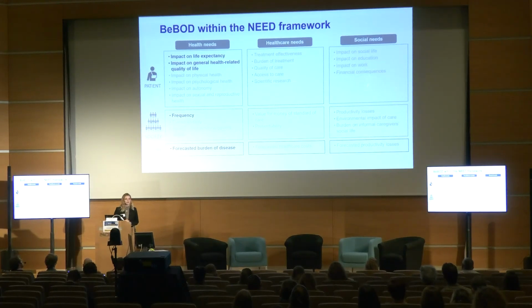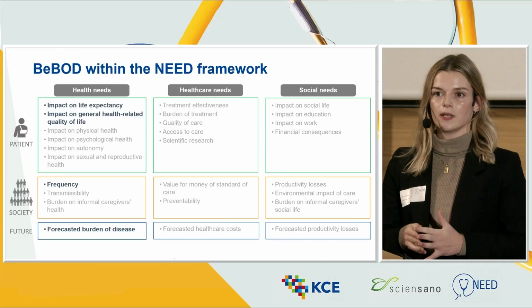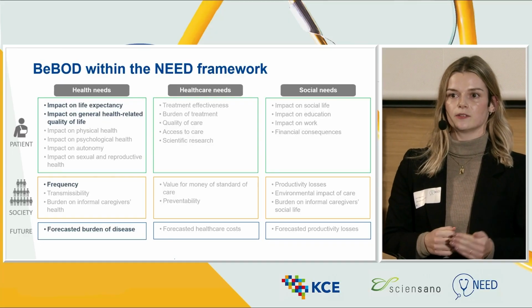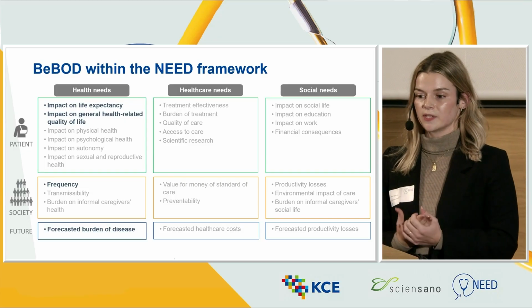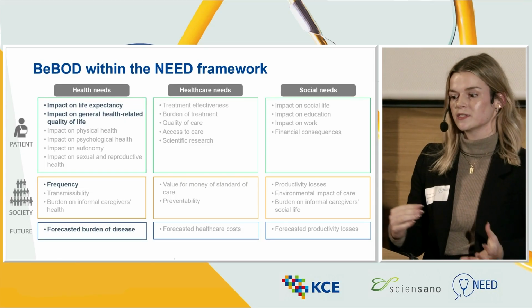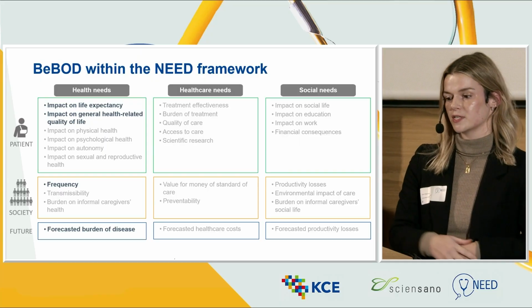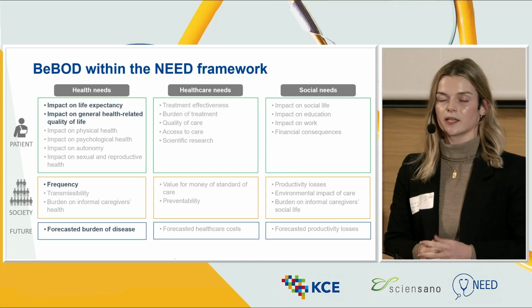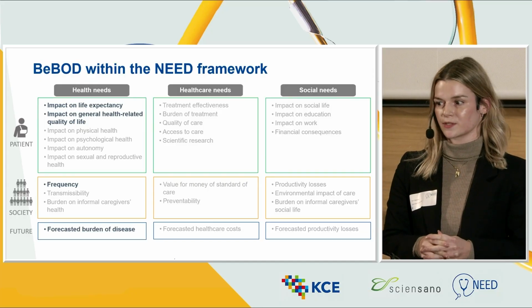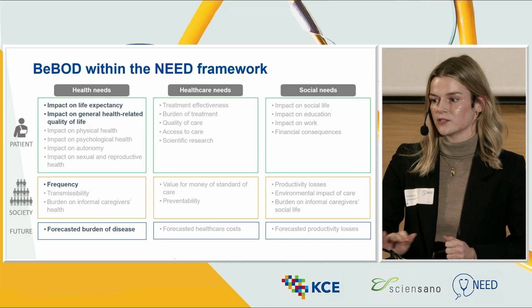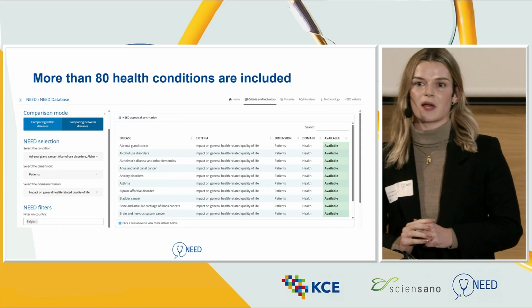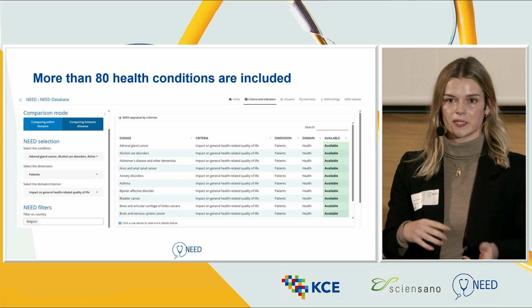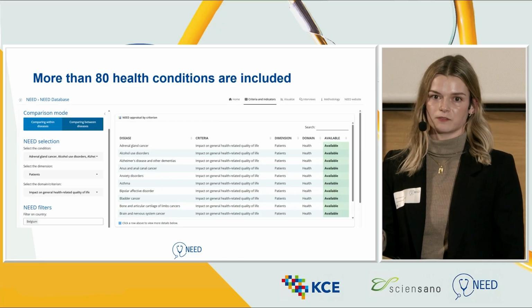And if we look at the framework, we see that these are the criteria that are covered. So for impact on life expectancy, we could calculate the YLL per death and YLL per case based on this BEBOD data. We have the prevalence and incidence for cancers, for example, and then we also have some of the indicators for forecasted burden of disease. So this exercise was actually very valuable because we went from having only 3 health conditions in our database to having more than 80 health conditions now.